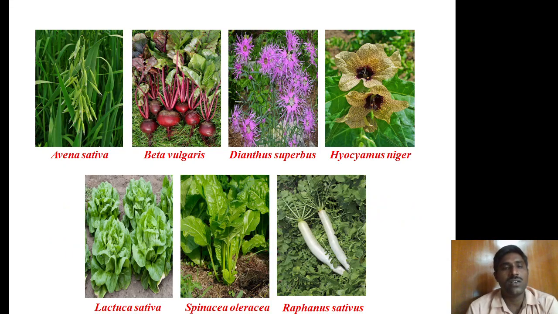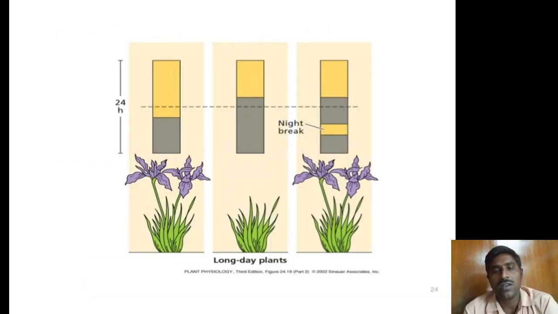Next, these are some plants: Beta vulgaris, Dianthus superbus, Hyoscyamus niger, Lactuca sativa, Spinacia oleracea, and Raphanus sativus. These are some of the long day plants. Next, this is the long day plants experiment.